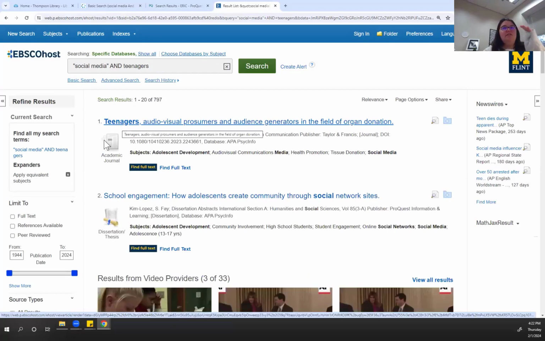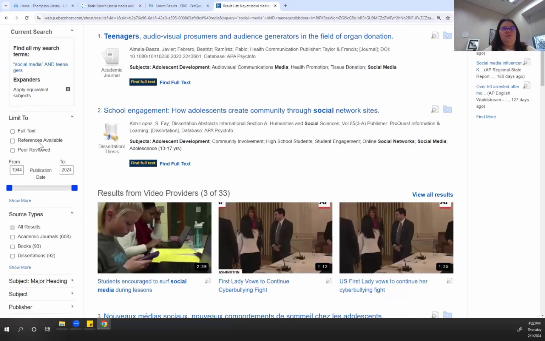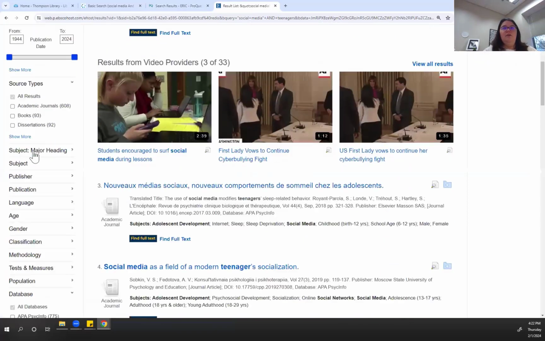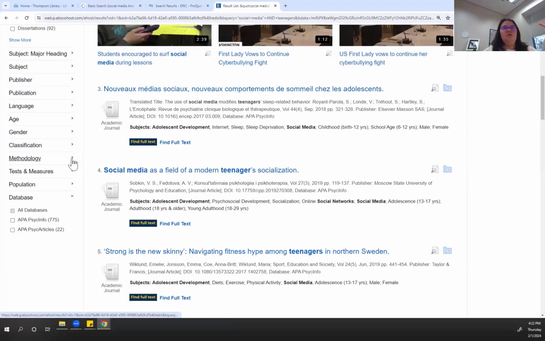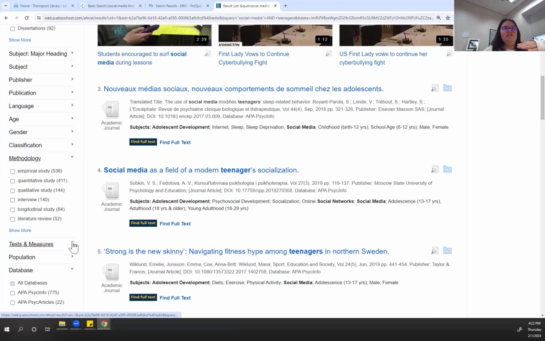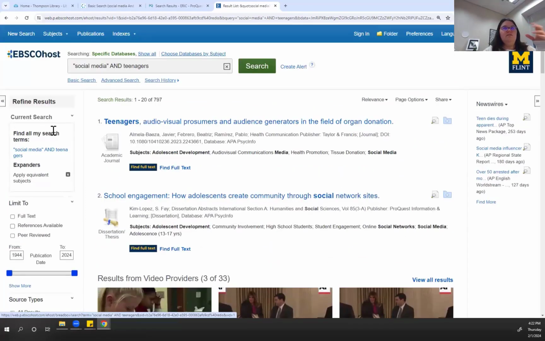again, looks really similar to what we saw in Eric. The filters are over here. You've got that full text, peer reviewed, but you have additional filters, right, that are specific to psychology. So things like methodology or test and measures, population groups, gender, age. These are, again, really specific to that field. And again, the databases will change based on what academic field they are catering to.